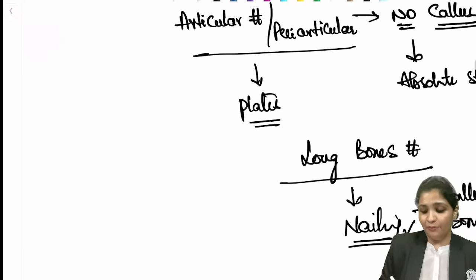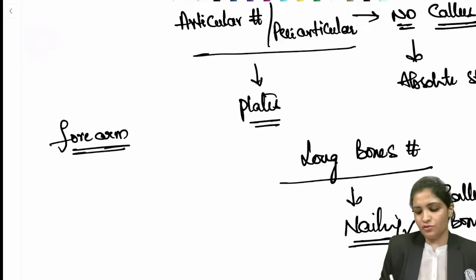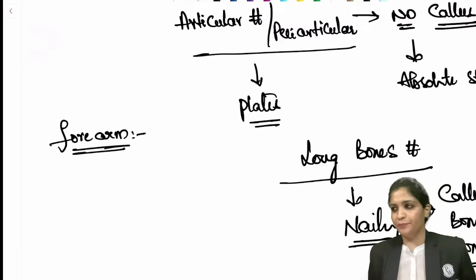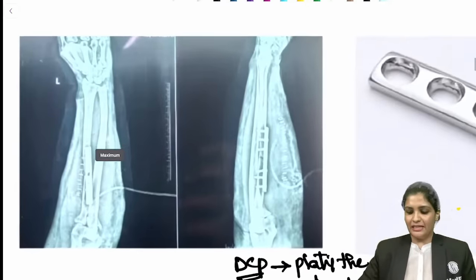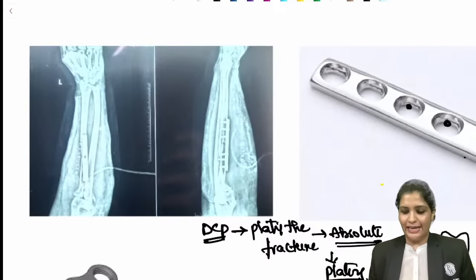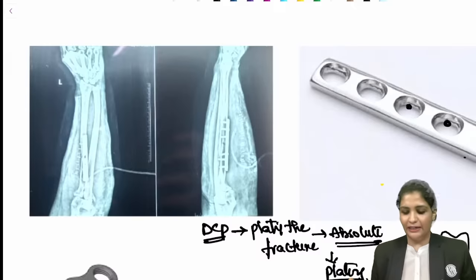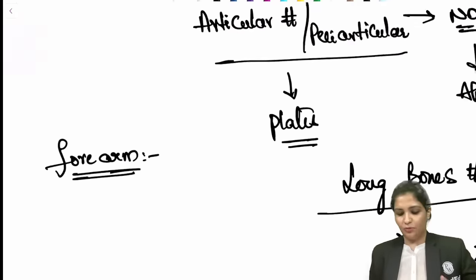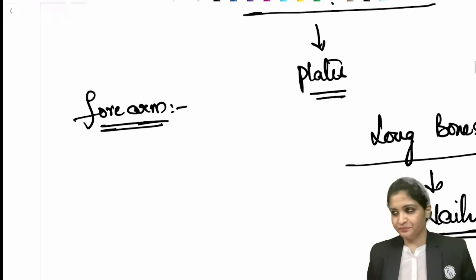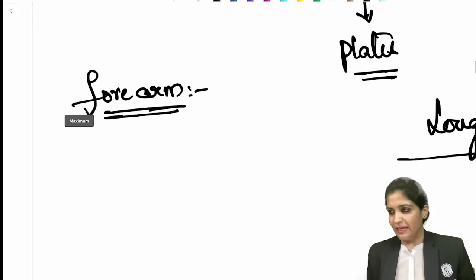So why in forearm are we using plates? Forearm is also a long bone. So why are we using plates in forearm? As I have shown in this x-ray, right? This x-ray, this is the forearm bone. So there is a radius plating which has been done here. So why are we using this plate in the forearm? Can somebody answer?